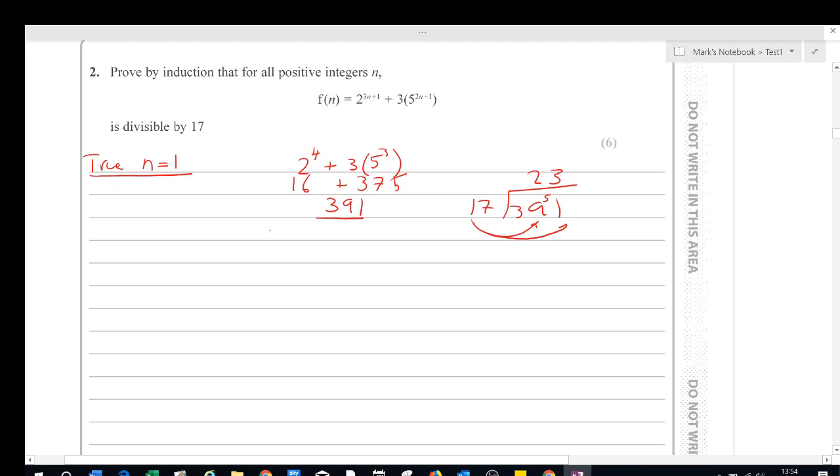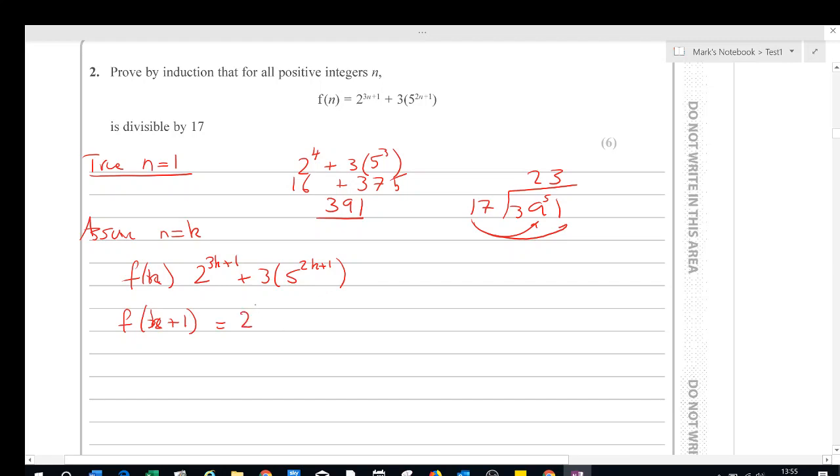Okay, then you assume it's true for n equals k. So that means we're allowed to use 2 to the power of 3k plus 1 plus 3 times 5 to the power of 2k plus 1. That's f of k. And then you try and show it's true for f of k plus 1. So we're going to replace k with k plus 1 in there.